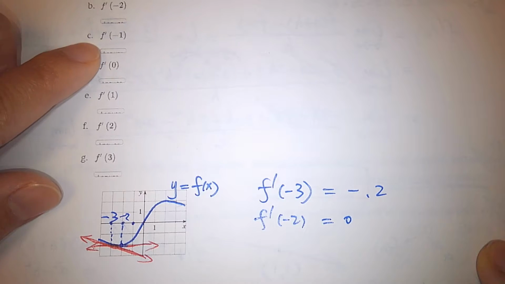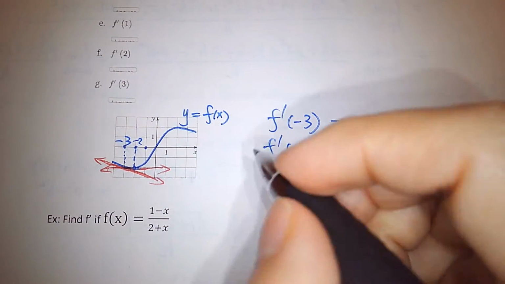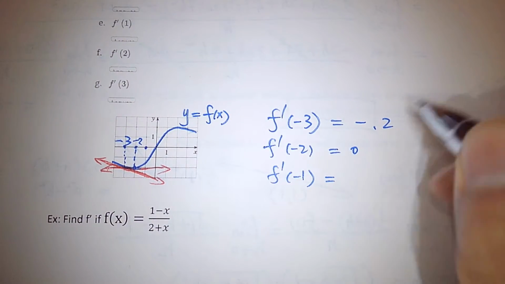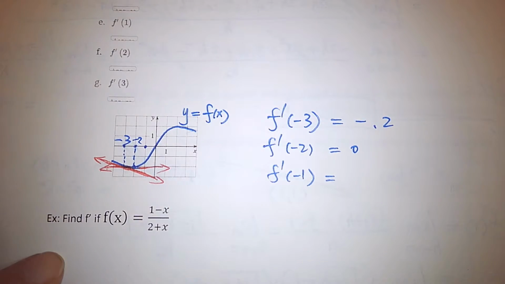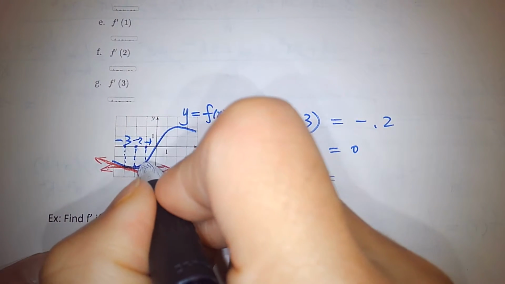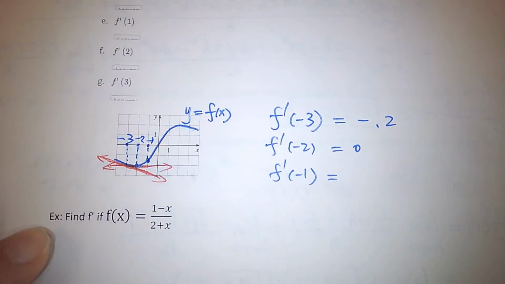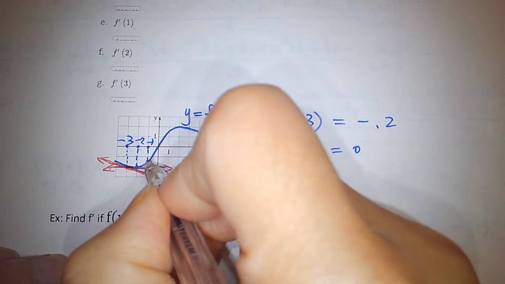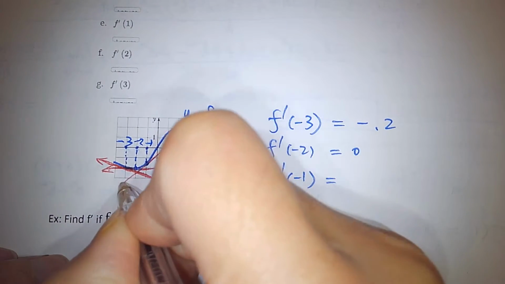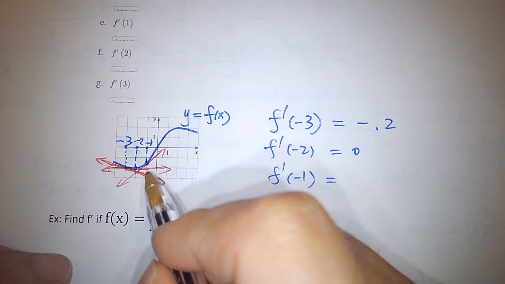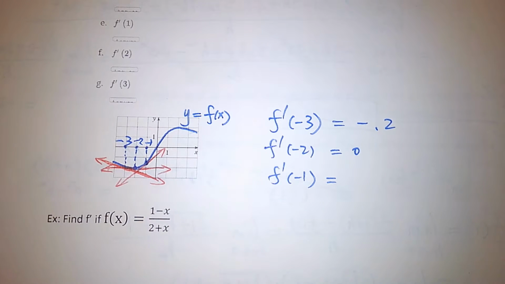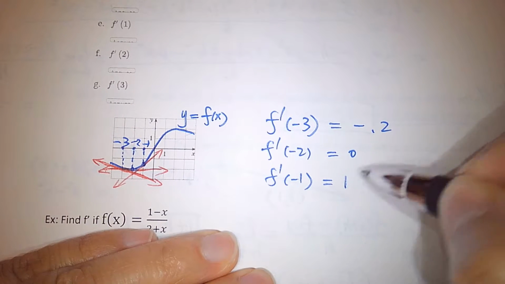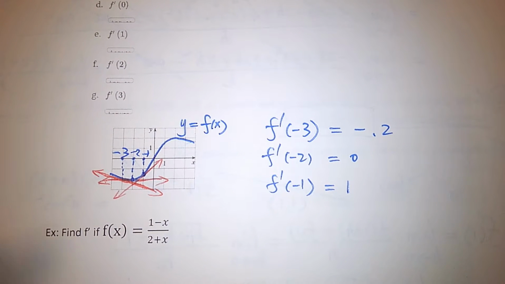Then I'm going to try f prime of -1. When x equals -1, this is a point on the curve, and we're going to draw a tangent line to it and then find the slope. What do you feel? It's more like 45 degrees, right? We would guess 1, possibly 1. It's a guess, an estimation.